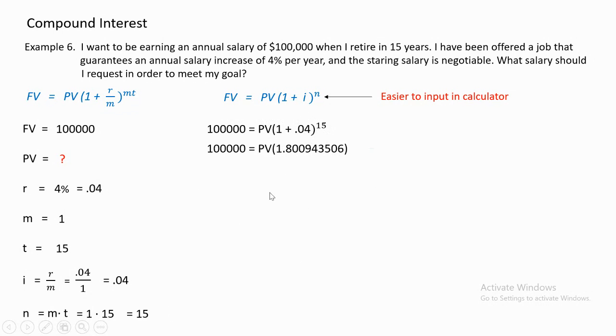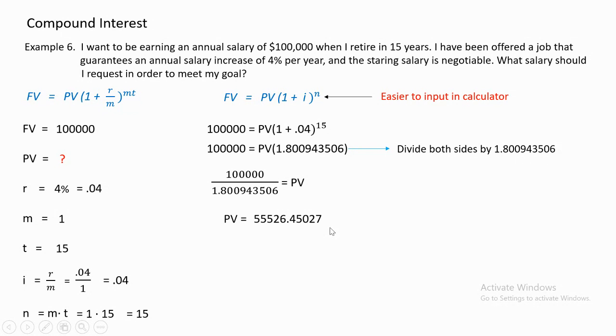Okay, so this is not that challenging, guys. If you follow what I'm doing here, you should be doing well in this section. Then we divide both sides by 1.800943506, right? So then this is my present value. Round it off to the nearest penny, it will be $55,526.45 per year.